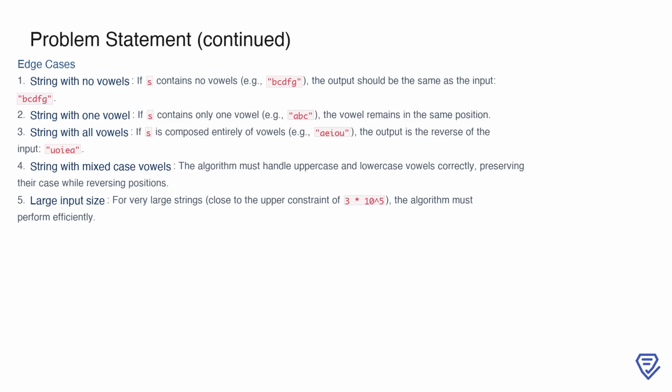Finally, let's address some important edge cases. First, if the string contains no vowels, such as B, C, D, F, G, the output should simply be the same as the input because there are no vowels to reverse. Second, if there is only one vowel in the string, like ABC, that vowel remains in its original position since there's nothing to swap it with. Third, if the string consists entirely of vowels, such as AIOU, the result is the reverse of the entire string, which would be UOIA.